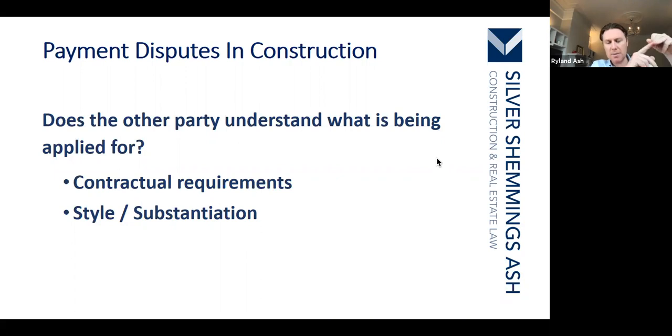So the style and substantiation points are key. Style is more about understanding. Substantiation is obviously proof. And the more proof and substantiation you can provide, the better. If a party doesn't provide good proof or substantiation, I'm a big fan of having commercial negotiations about these things. But if they can't resolve things, often a swift adjudication will.